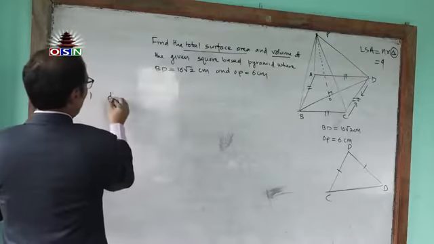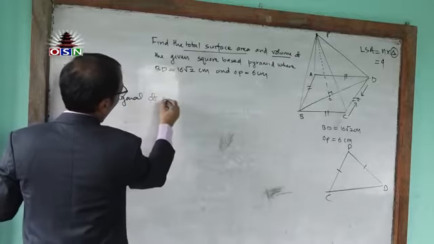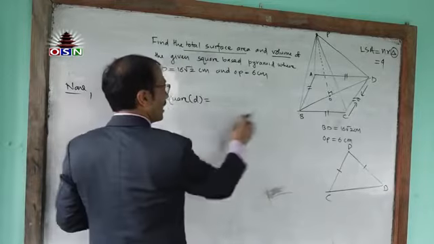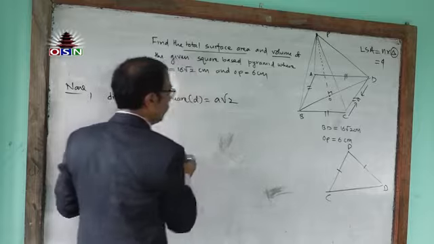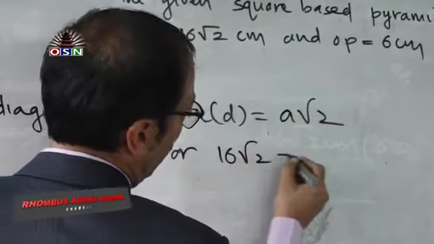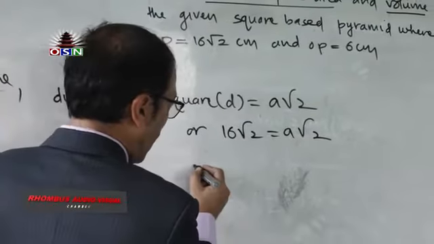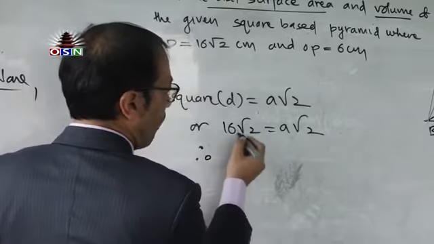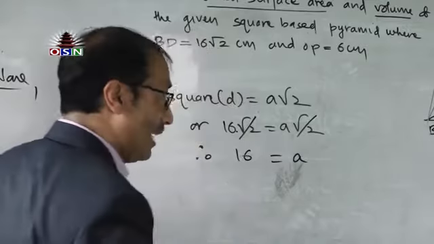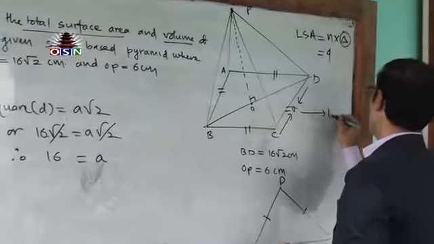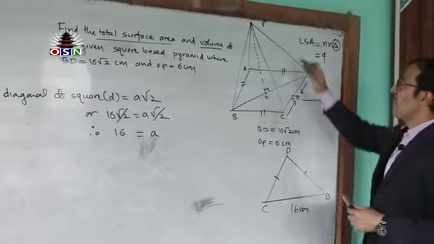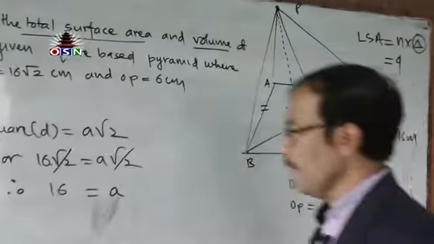Known facts here: we are given the diagonal of the square. The diagonal of the square is given for you, denoted by D. I have already told you the formula to find the diagonal of a square: A root 2. D we know, because it is given: 16 root 2 equals A root 2. Then root 2 and root 2 are equal factors, so you can find A equal to 16. That means this side is 16 centimeter. Again you will have to find these sides.